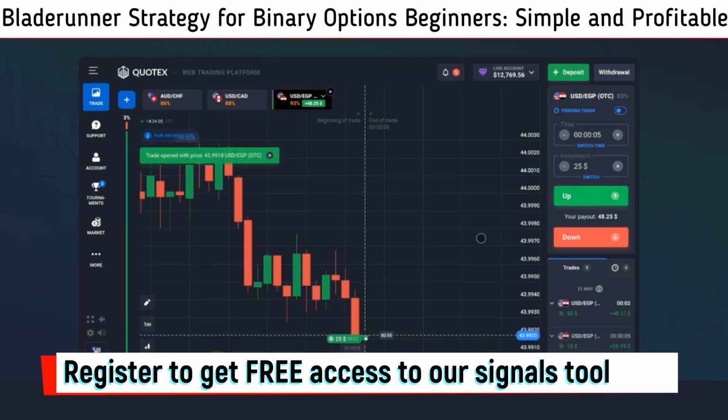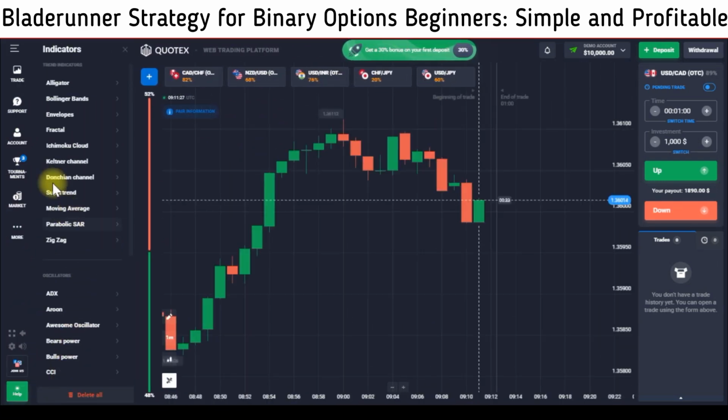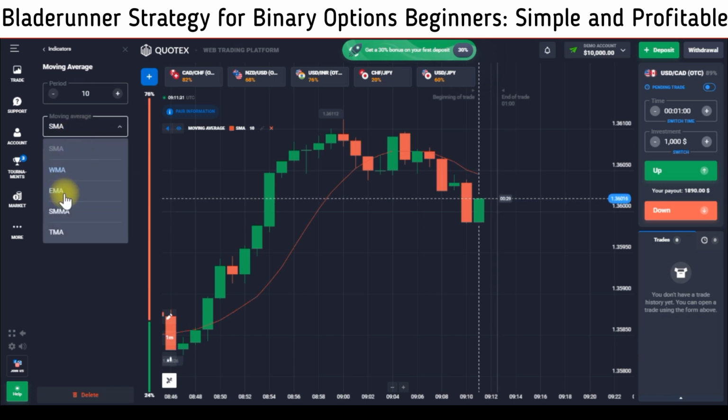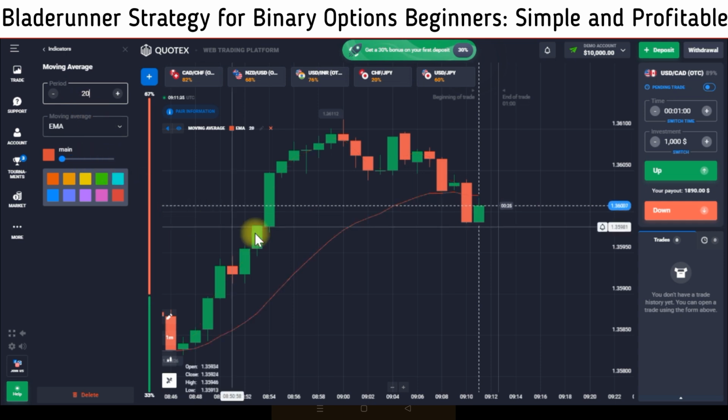Without wasting too much time, let's get started. So what is the Bladerunner trading strategy? The Bladerunner trading strategy is a fixed time trading strategy that involves the use of exponential moving average, better known as EMA, for period 20.